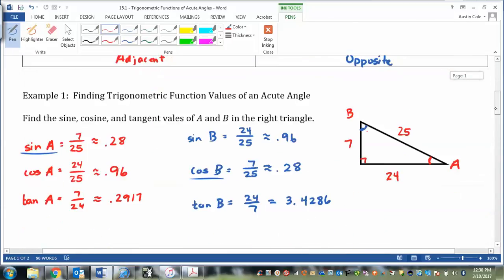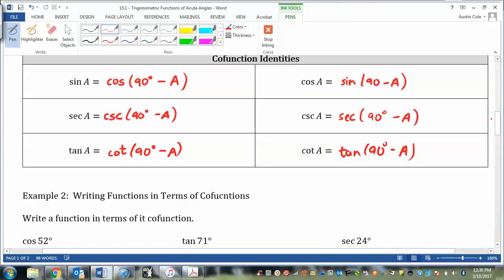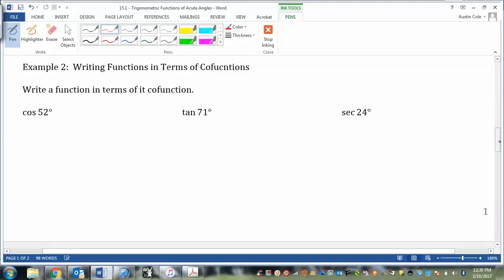Now, in cofunctions, it's a little bit different. Sine and cosine go together. Secant and cosecant go together. And then tangent and cotangent go together. So, example 2. It says, write a function in terms of its cofunction. So what's the cofunction of cosine?